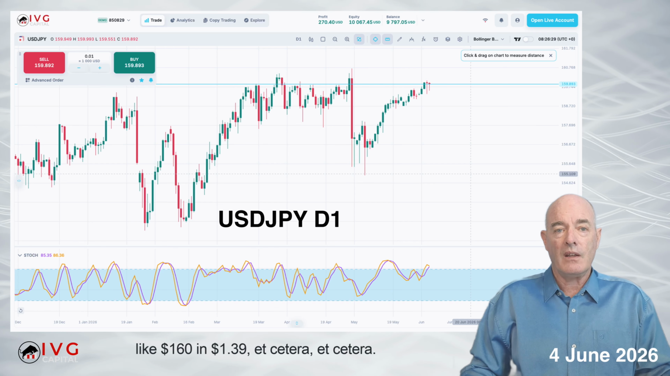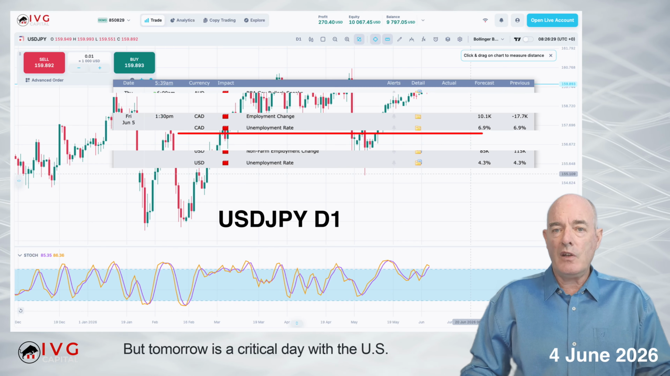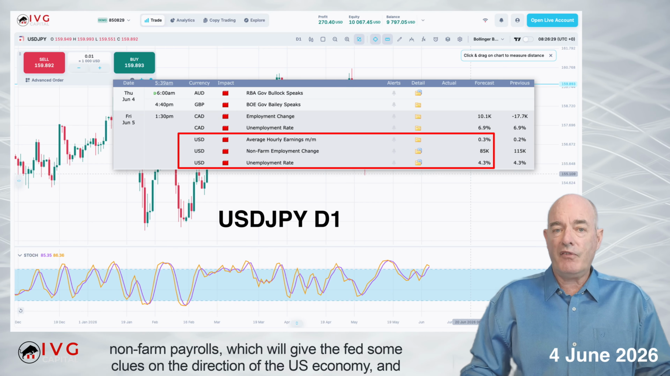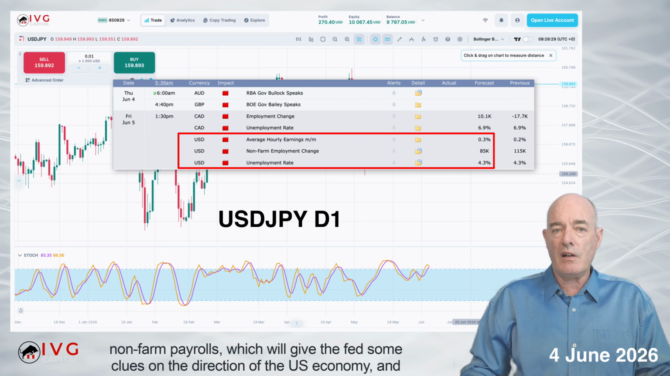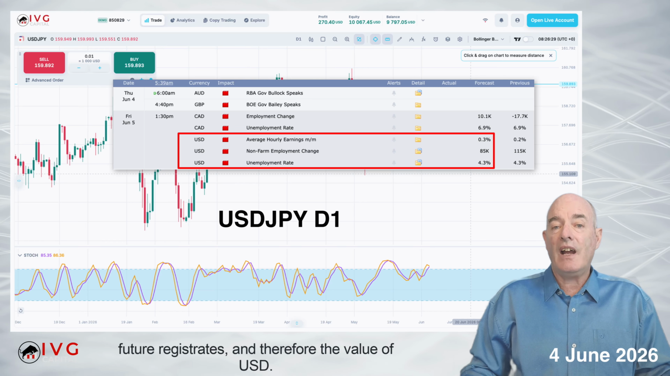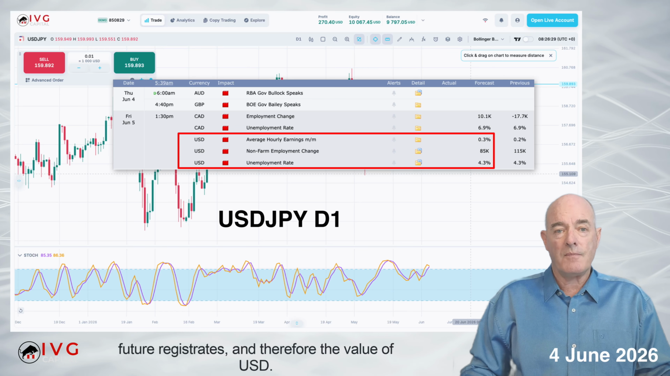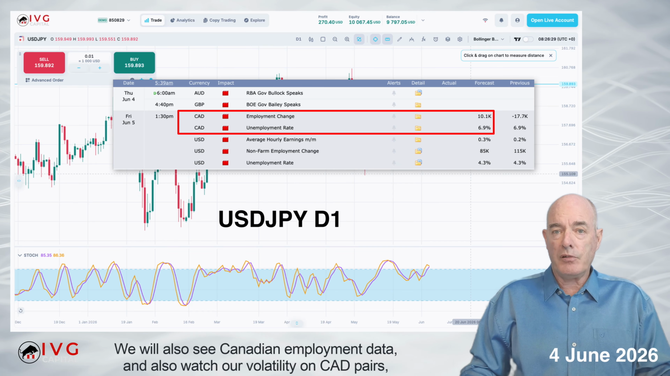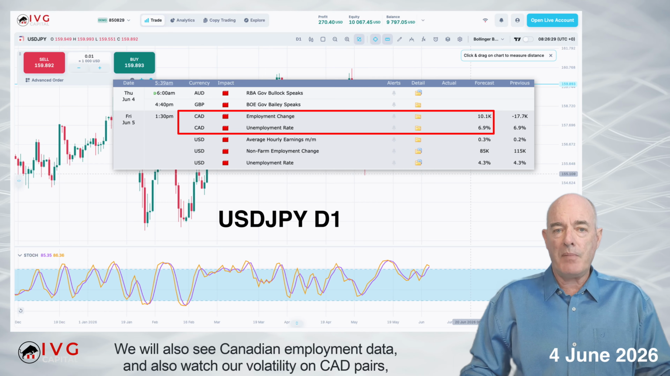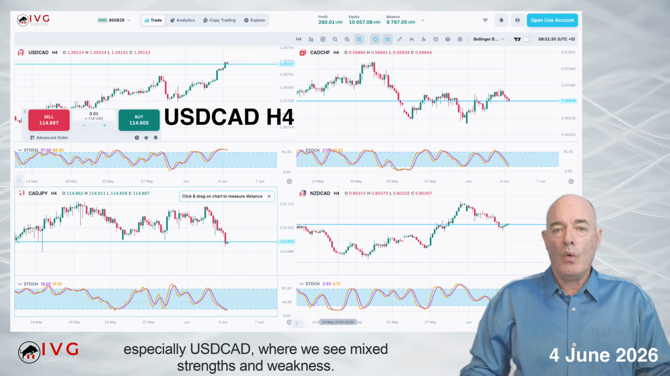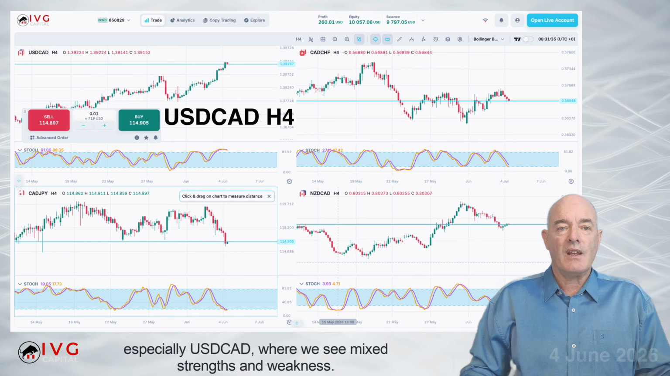But tomorrow is a critical day with the US Non-Farm Payrolls, which will give the Fed some clues on the direction of the US economy and future interest rates, and therefore the value of USD. We will also see Canadian employment data, so watch for volatility on CAD pairs, especially dollar CAD, where we see mixed strength and weakness. That's all for now.